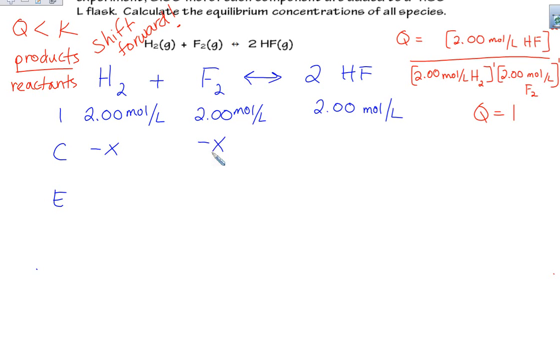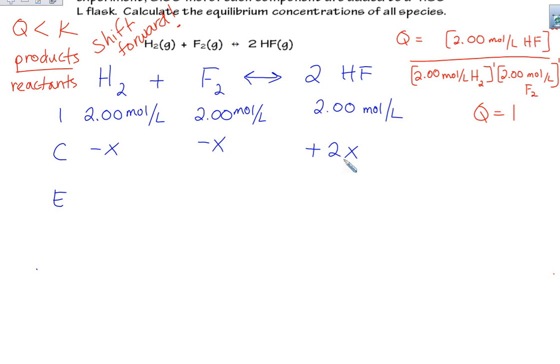Now here's another thing that you have to be careful of. These guys are going to change by the ratio in the balanced equation. So we're going to form products. We're going to form 2x on the product side. Everybody changes by the ratio in the balanced equation, by the 1 to 1 to 2 ratio.